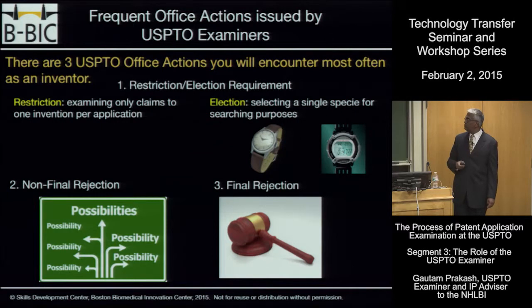So these are the three most common things that you'll see. Others include notice of allowance, which is good. You could see advisory action and some others. But these are the restriction, non-final action, and final action, the three most common things you'd see coming from the Patent Office.